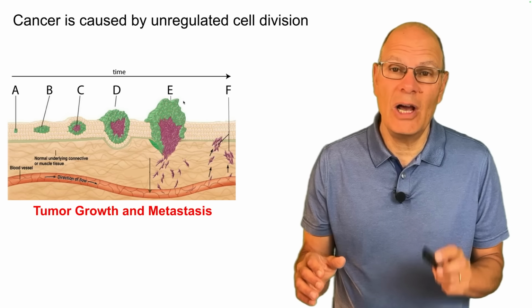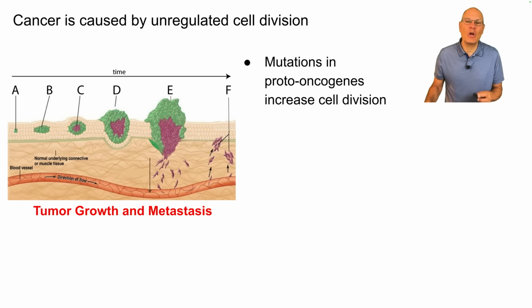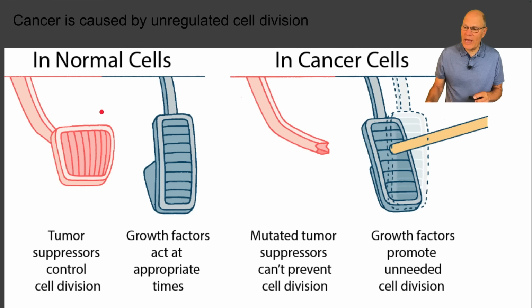Cancer is caused by unregulated cell division. You can see here that cancer starts with mutations. The cells grow in one location, forming a tumor. When they spread to other sites, that's called metastasis. Mutations in genes called proto-oncogenes increase the rate of cell division, and mutations in tumor suppressor genes remove cell division inhibitors. They undermine the checkpoints that we just talked about. You can think about that with a gas pedal and a brakes analogy.